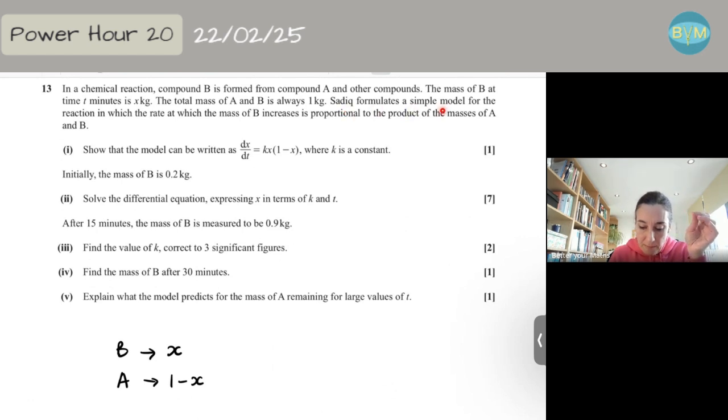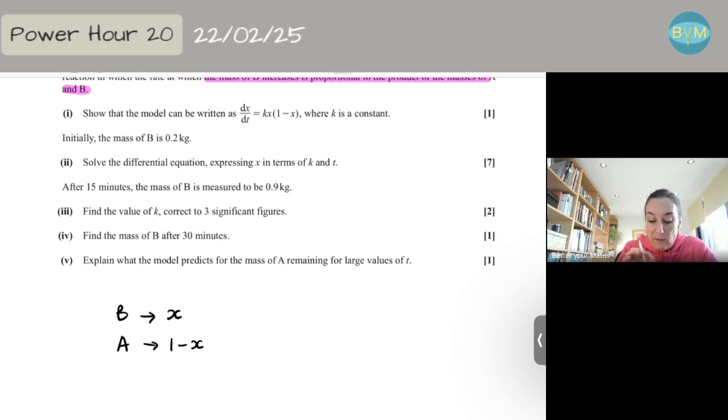Sadik formulates a simple model for the reaction in which the rate at which the mass of B increases is proportional to the product of the masses of A and B. This is nothing to do with A levels. You have done these proportional models before, yeah? The rate of change at which the mass of B changes is proportional to the product of A and B. And they are asking me to write the model this way.